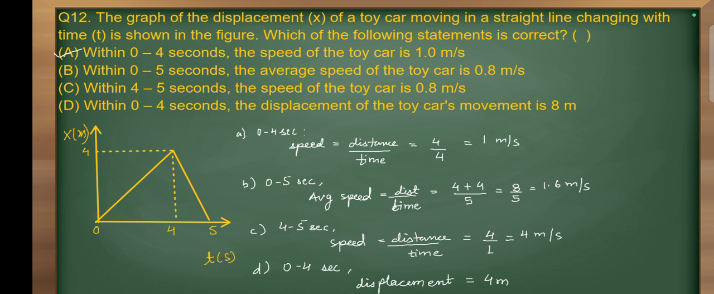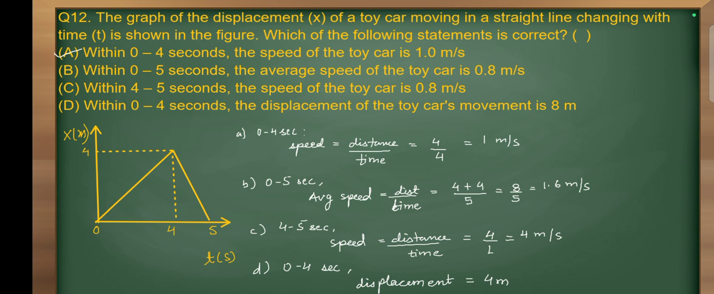Within 0 to 5 seconds, the average speed of car is. Average speed is given as distance by time. So from 0 to 4 second, the distance covered by particle is 4 meter, and from 4 to 5 second, the distance covered by particle is 4 meter. So total distance will be 8 meter and the time taken is 5 second. So this will be equal to 1.6 meter per second.